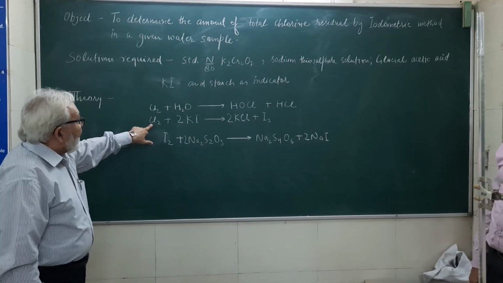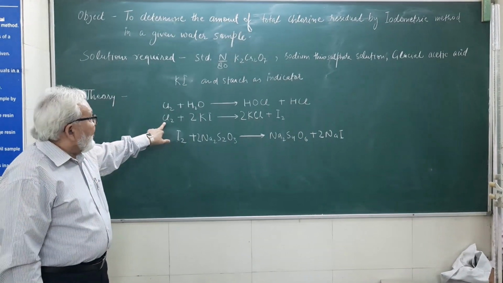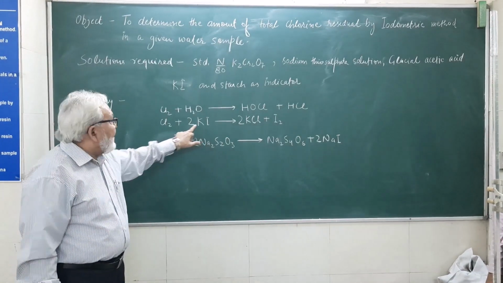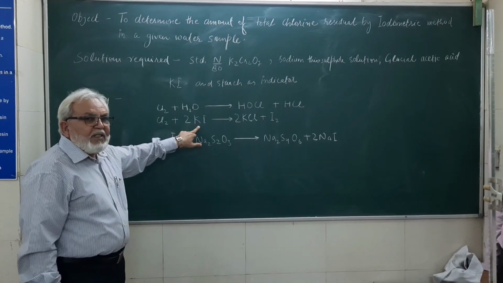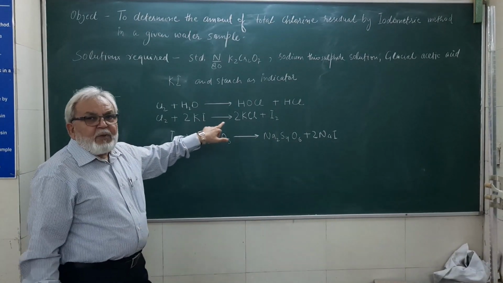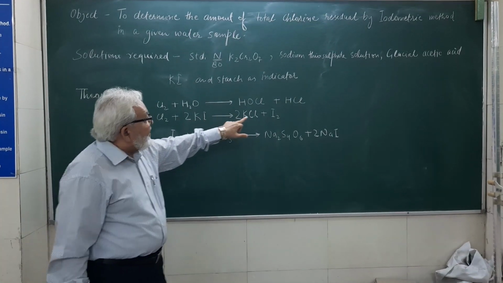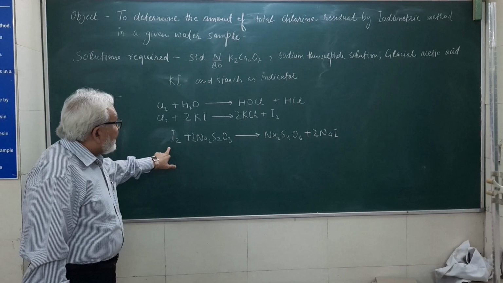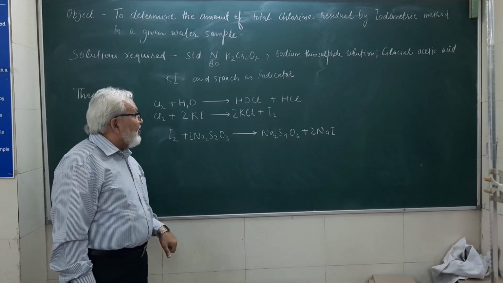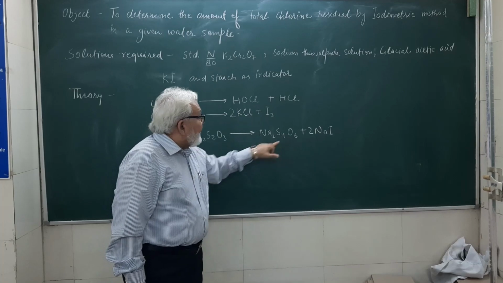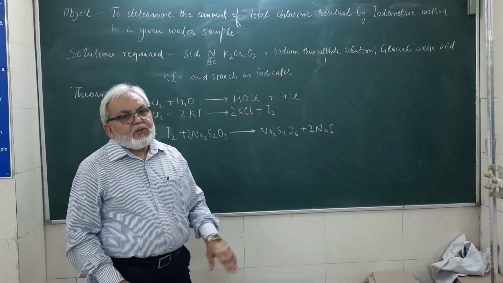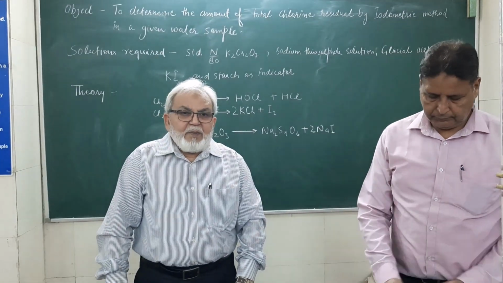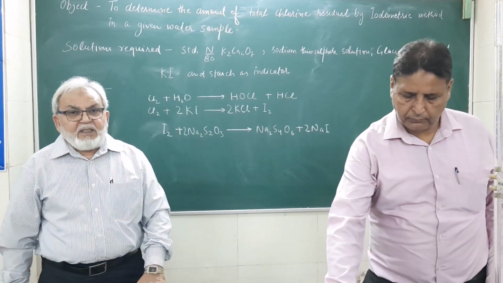So when chlorine water is taken and freshly prepared potassium iodide solution is added into it, chlorine oxidizes this potassium iodide at pH approximately 3 to 4 and liberates free iodine. And this iodine is titrated against sodium thiosulfate, which gets converted into sodium tetrathionate and sodium iodide, as you have written in the previous experiment, determination of dissolved oxygen.